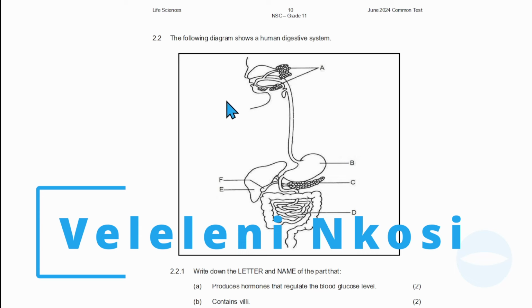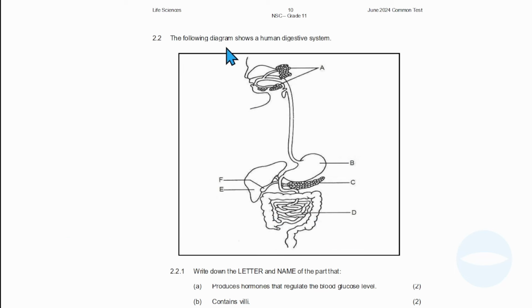In this video I'll be working on a previous question paper. It's for life sciences. It was written in June as a common test, so it's for grade 11s under NSC. This is the structure of a human digestive system. This question is based on the human digestive system or human nutrition. So without wasting more time, let's get to it.